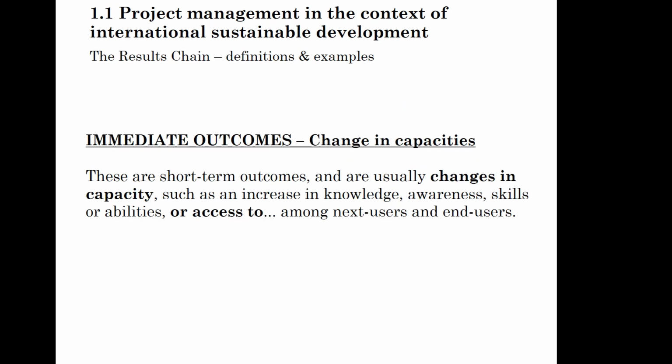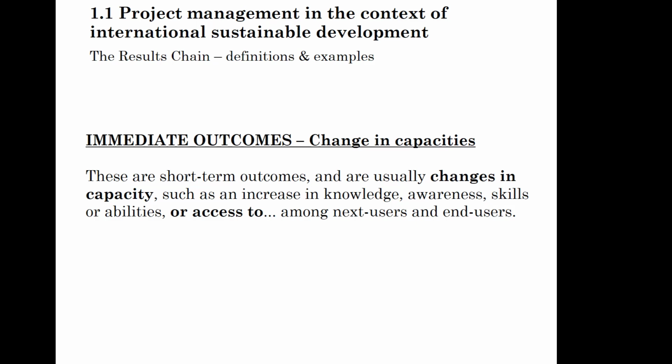Immediate outcomes, like I said, have a more short-term nature. They relate more to changes in capacities, like an increase in knowledge, awareness, skills, abilities, or access to something, to capital, for instance, among the next users and end users. An example would be the increased knowledge of soil and water conservation measures in the plains of some region X. So this is a precondition for an intermediate outcome like the increase in productivity, for instance.